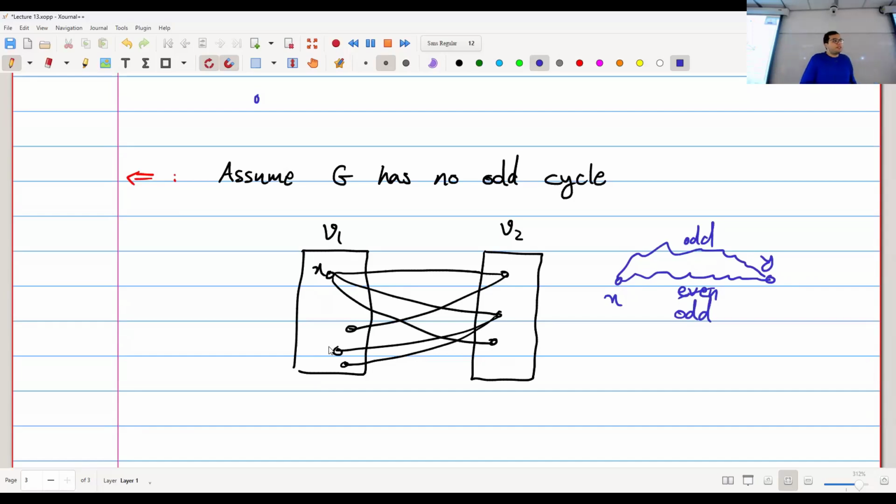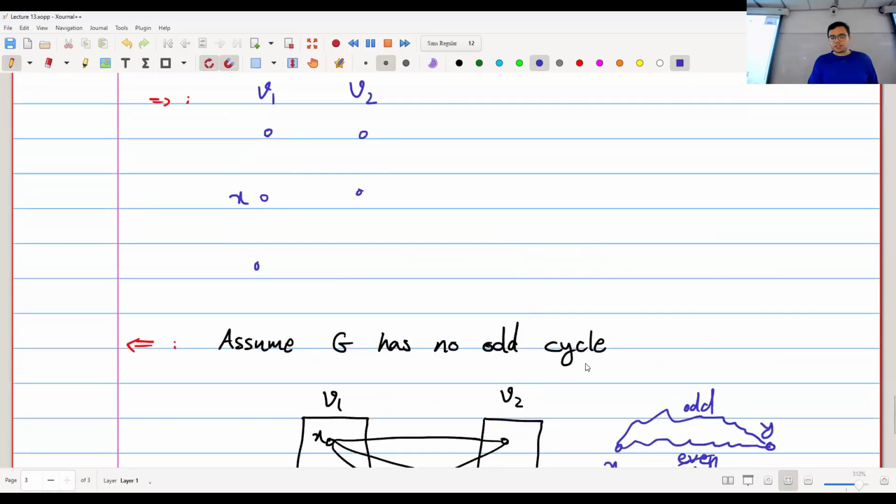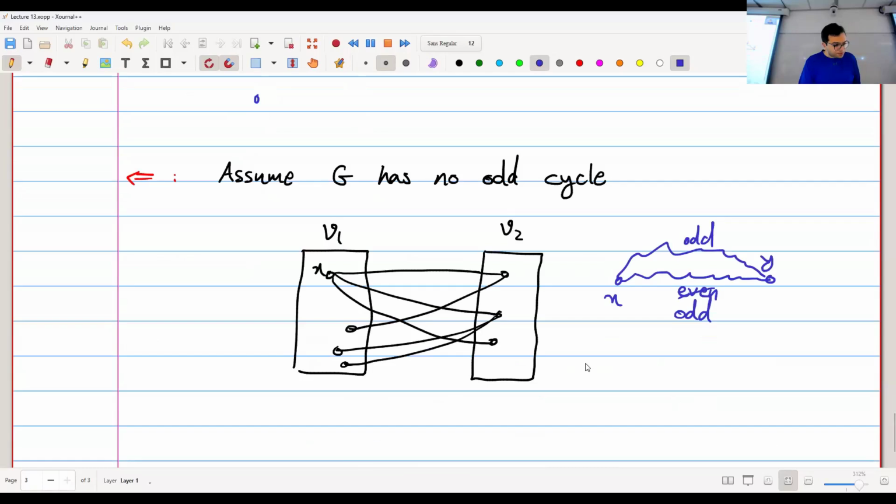Okay, but this only works for one connected component, right? I've only decided what to do with the vertices that were in the connected component of X. Just do this for all of the connected components. Just pick your favorite X, you cover its connected component. Then in the next connected component, pick another favorite X, put it in V1, do the same thing, right? This divides your graph into two parts, and there are no edges that have both of their endpoints in the same part. So if G has no odd cycle, then G is bipartite.